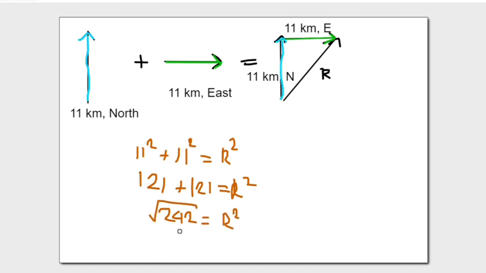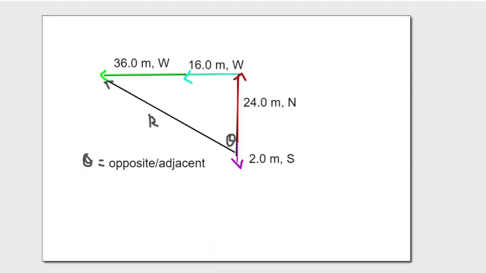Use the Pythagorean theorem to find the resultant. 11 squared plus 11 squared equals resultant squared. At the end, the answer would be 15.6.